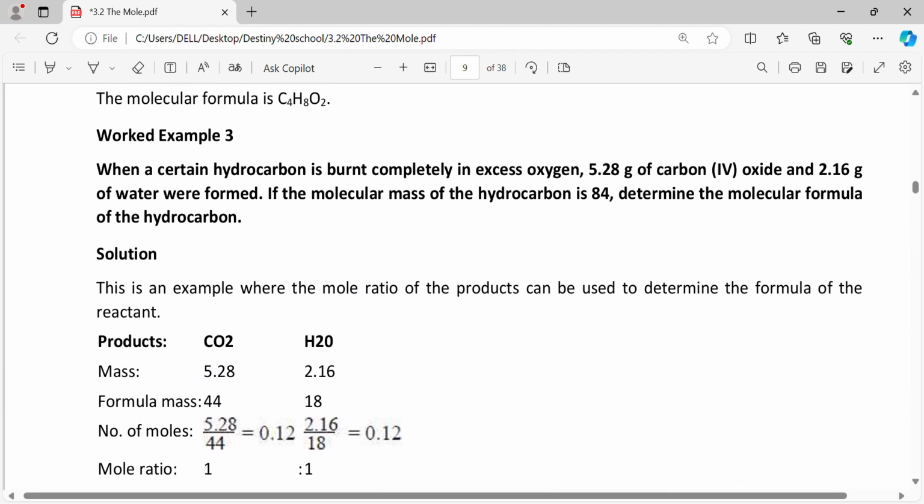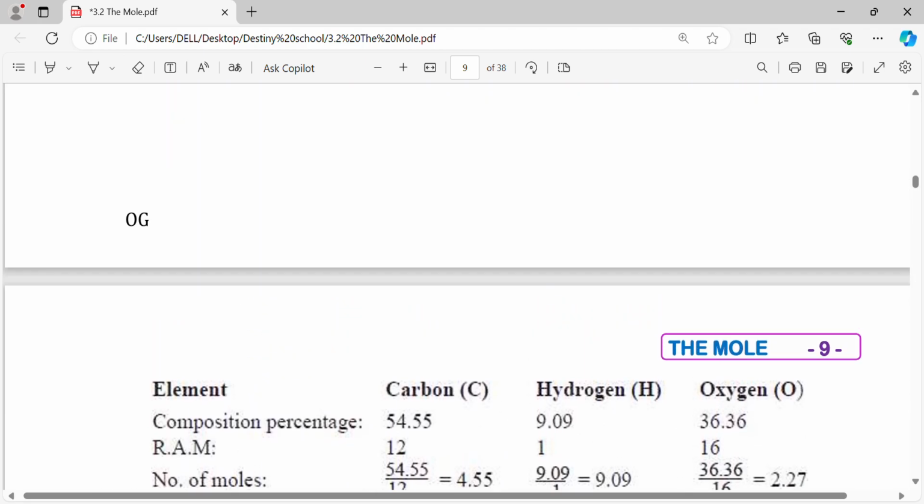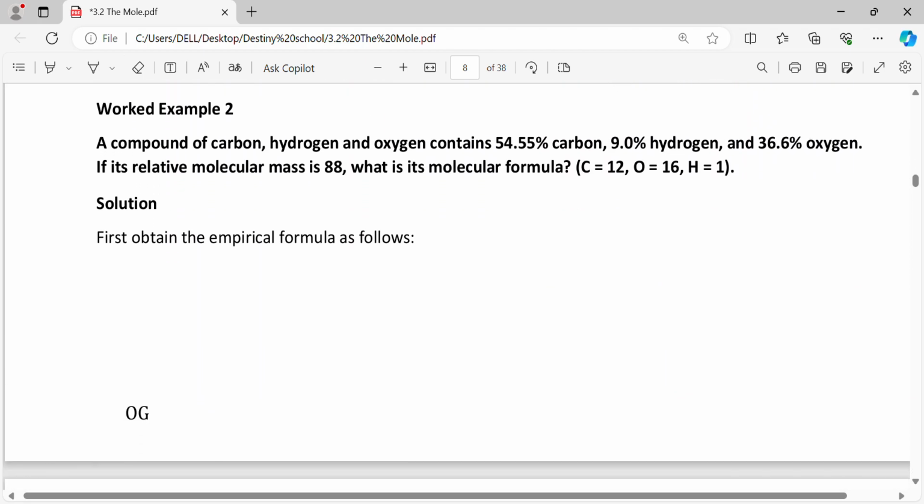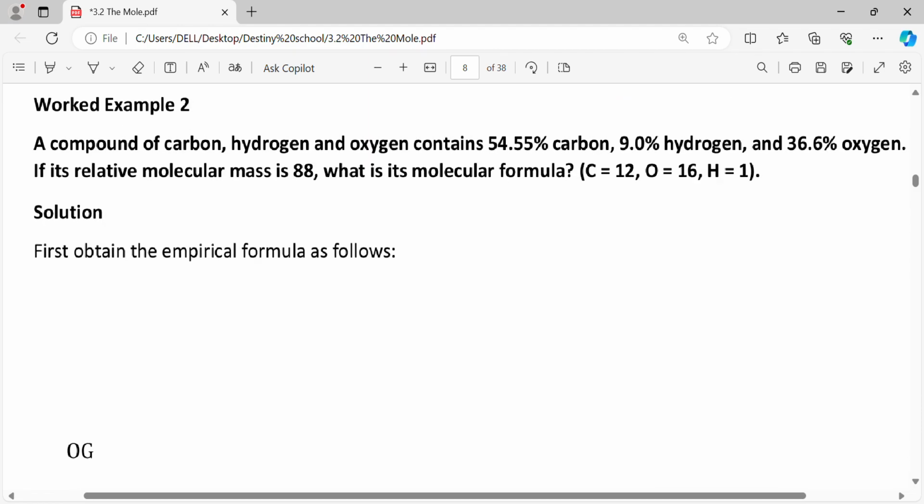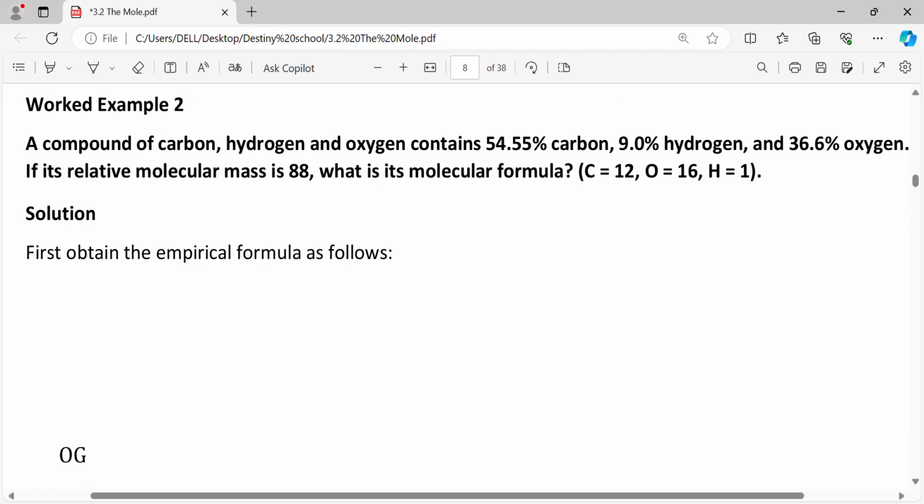Okay, let's look into an example. Which example is good? Let me check. No. Let's look at this. This example is a good one. Let's do this one. Yes, a compound of carbon. So we are doing an example in molecular formula.